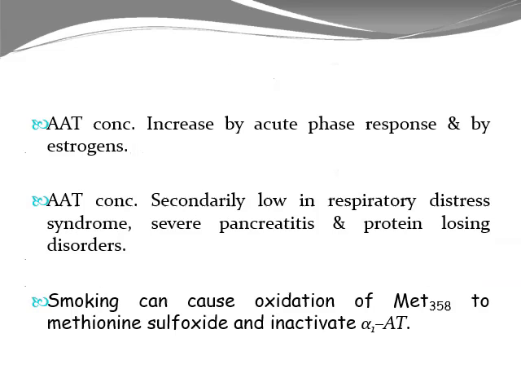Fourth, importantly, as you can see here, alpha-1 antitrypsin can increase in acute phase responses and by estrogens. For example, in a condition like infection, it can greatly increase in number. Secondarily, in respiratory distress, it can become low. In severe pancreatitis or in conditions where you are losing proteins, the concentration may decline. See here, smoking can cause oxidation of methionine 358 to methionine sulfoxide and thereby can inactivate this protein known as alpha-1 antitrypsin.